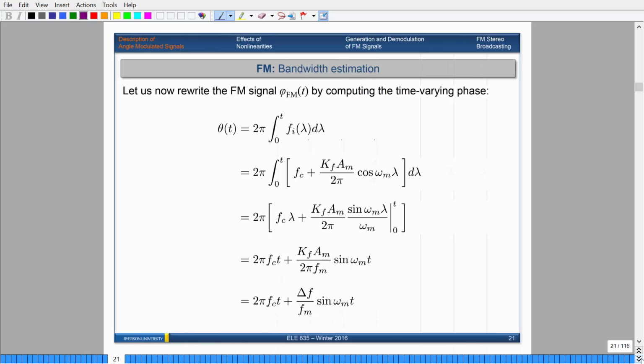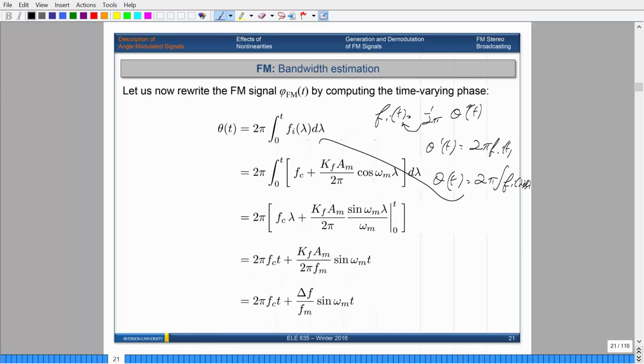So let's do a little bit of math here. What we want to do now is take a look at the phase, right? So we want to compute this, if you remember: f sub i equals 1 over 2 pi times theta prime of t. All I'm going to do is bring this 2 pi over here, and then I want to integrate. So this is 2 pi f_i of t, and this is equal to 2 pi times the integral of f_i of lambda d lambda, going from 0 to t. Because you basically want to integrate and substitute t when you're done. So that's where this comes from.